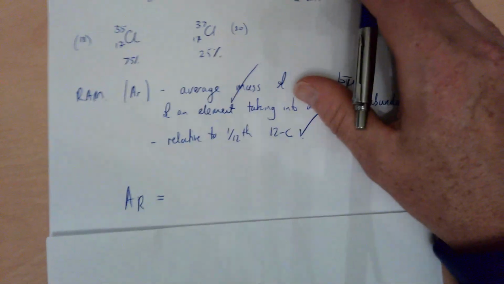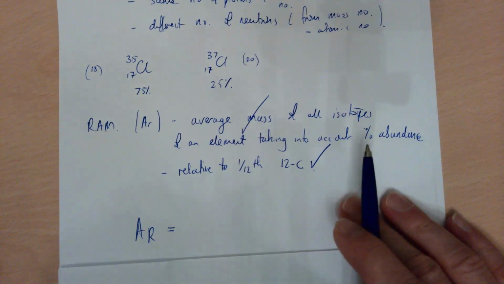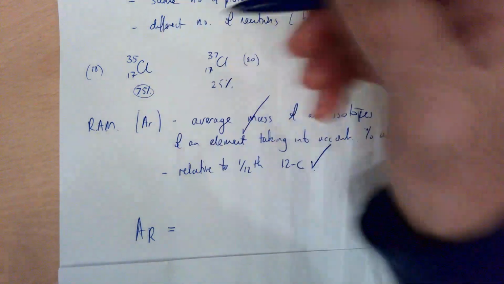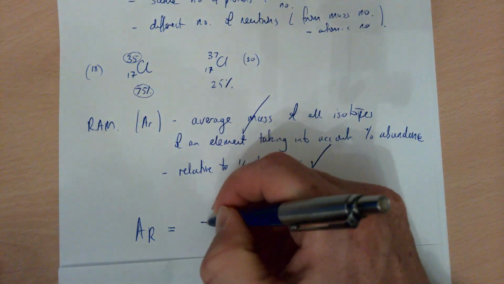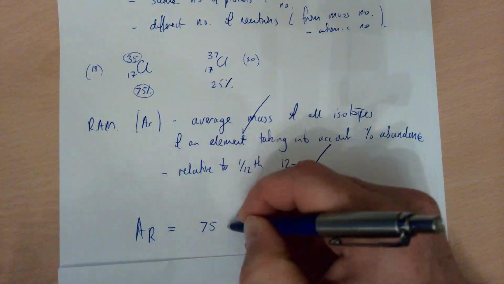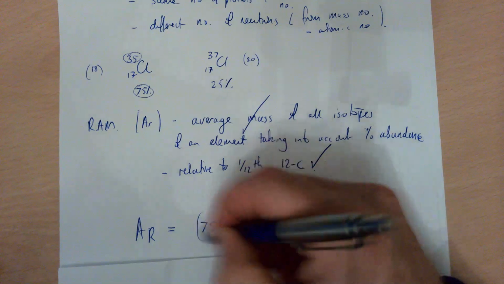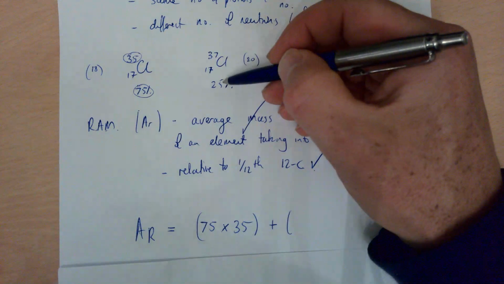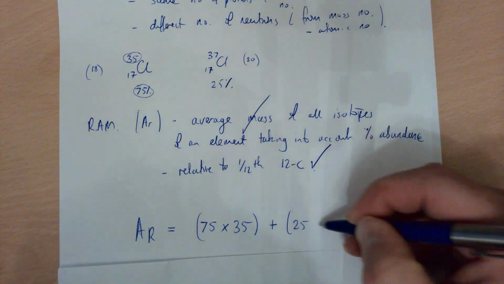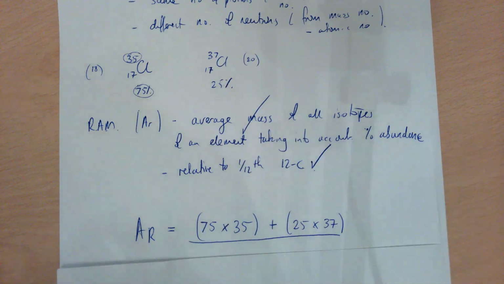So to do the calculation for relative atomic mass, we have a look at the percentage abundance of one isotope and multiply it by its mass number. So the percentage abundance of the first isotope, 75, and multiply it by its mass number. And we do the same thing to the other isotope, 25% times 37. We divide all of that by 100.